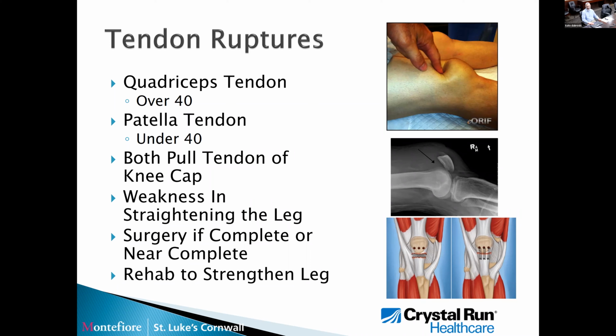The quadricep tendon is the one that's above the kneecap. The patellar tendon is the one that's below the kneecap. And in both cases, basically the tendon pulls off the top of the kneecap. And symptoms, obviously, as you might imagine, is that you have weakness in straightening the leg, or you're unable to hold up your leg against gravity. And in most cases for this kind of injury, when it's a complete tear or a near complete tear, this does need to be treated surgically to have the knee function correctly. And then following that, rehabilitation to strengthen the leg.